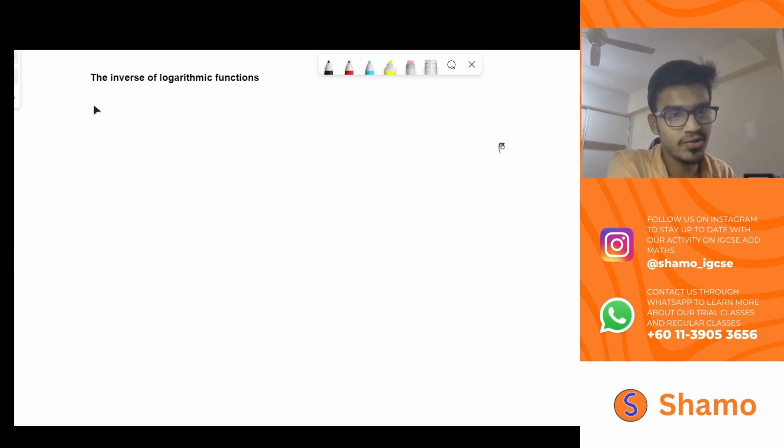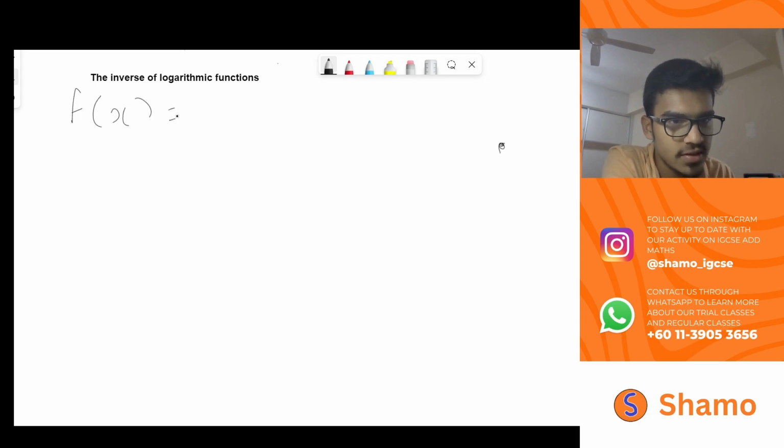Okay, now let's move on to the inverse of logarithmic functions. Inverse functions are quite a familiar concept to all of you. You learned it when you were learning functions as a special chapter, but I am sure most of you have forgotten, so let's just do a recap, okay? Let's not take logarithmic functions, let's take a normal function.